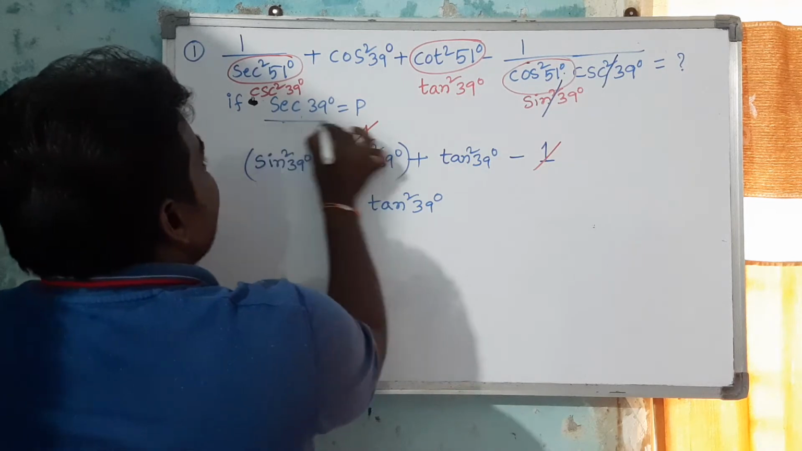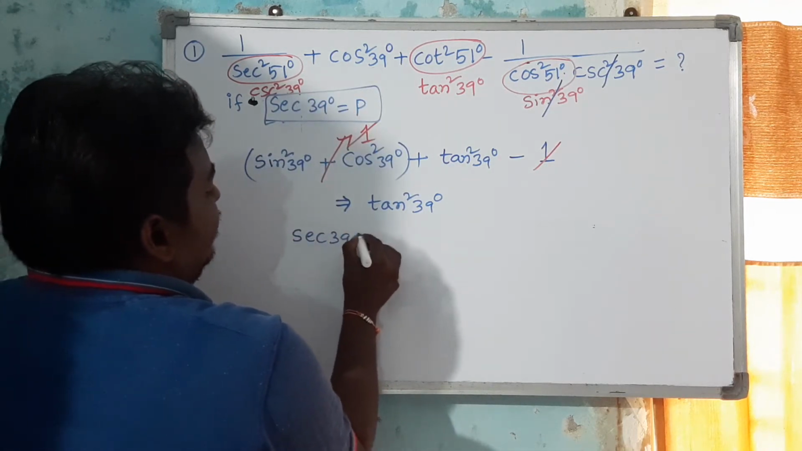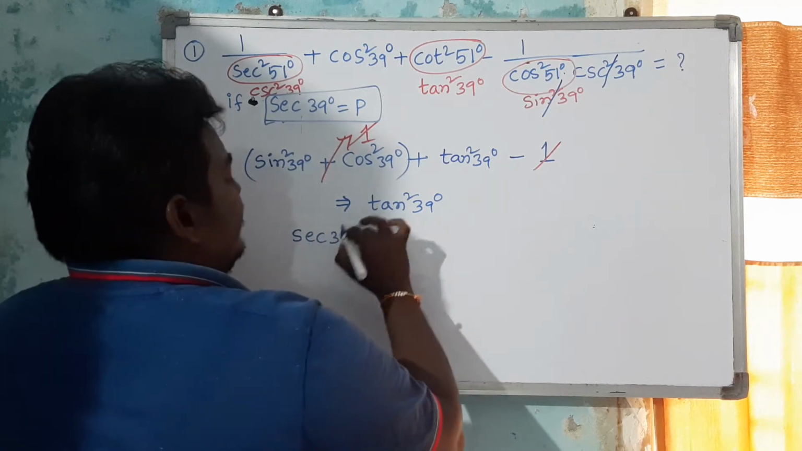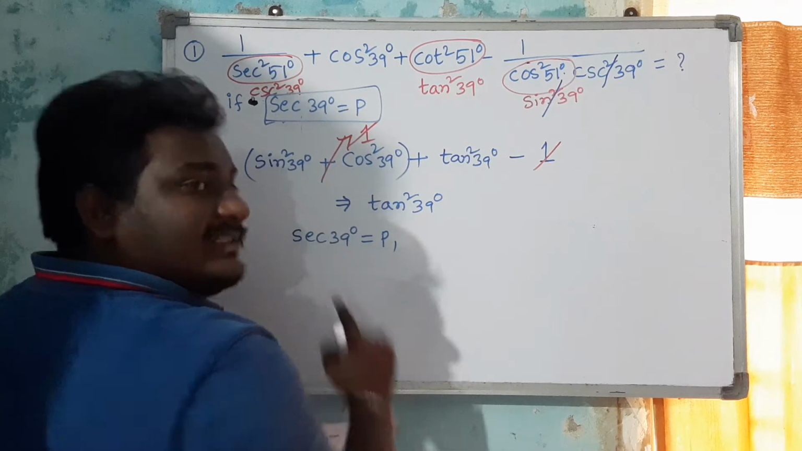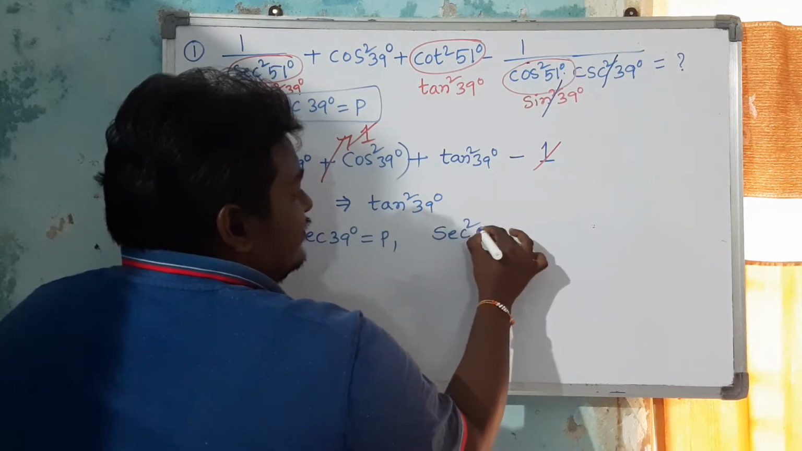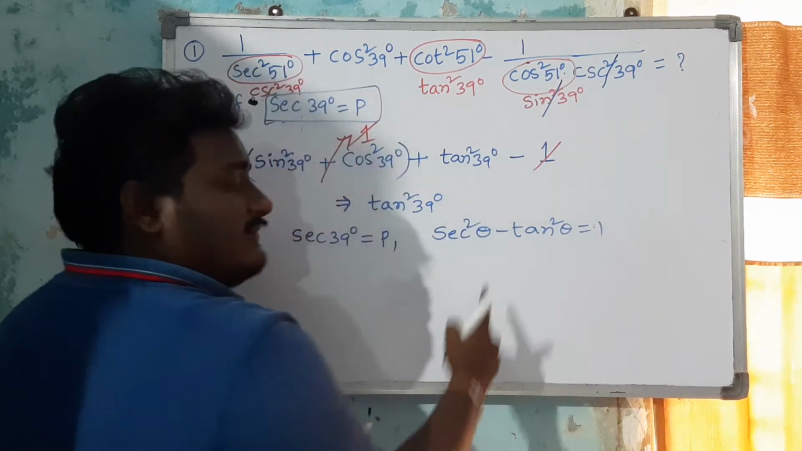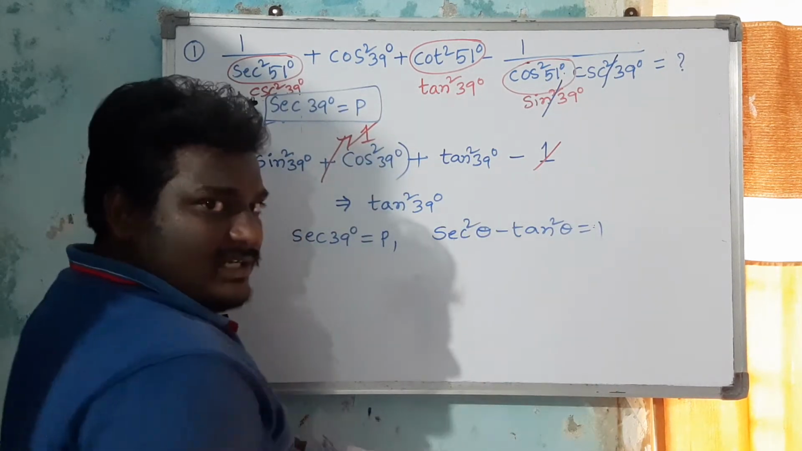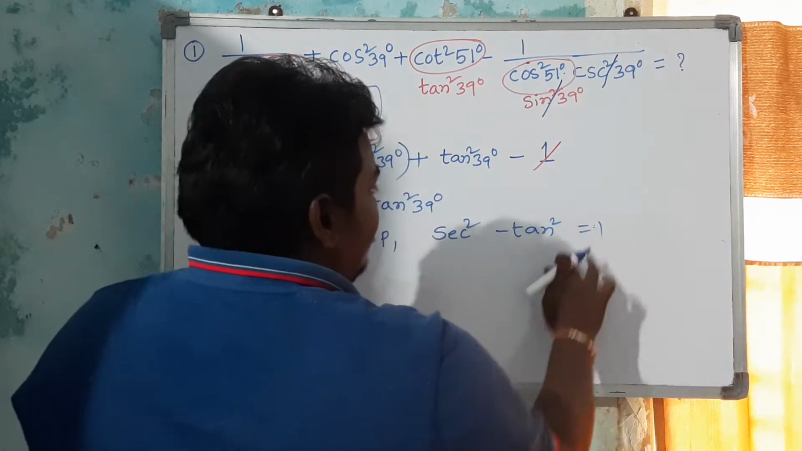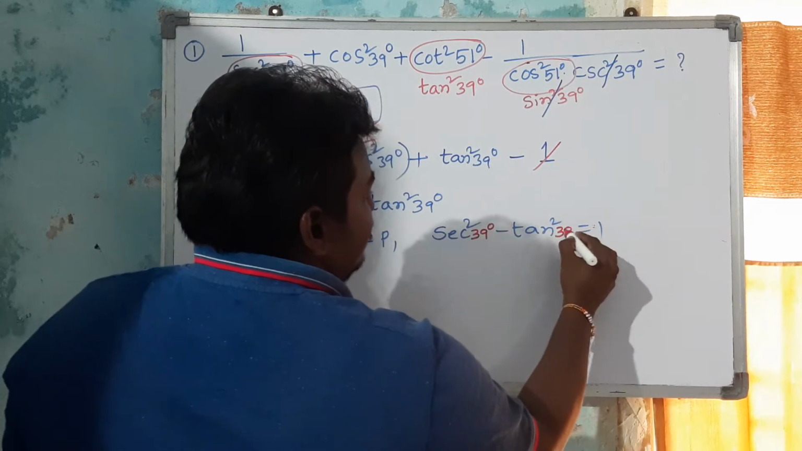But what he has given is secant 39, secant 39 is equal to p. So what is tan square 39 is asking. Secant 39, tan 39: we have an identity called secant square theta minus tan square theta equal to 1. From this we can find this tan square. If I place theta as 39, secant square 39 minus tan square 39.